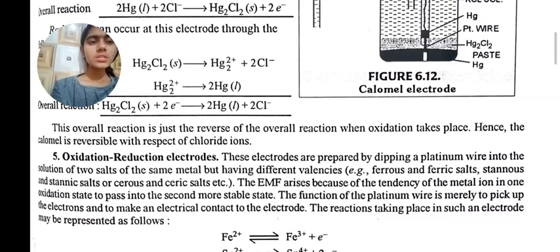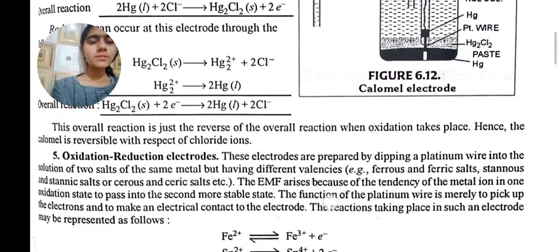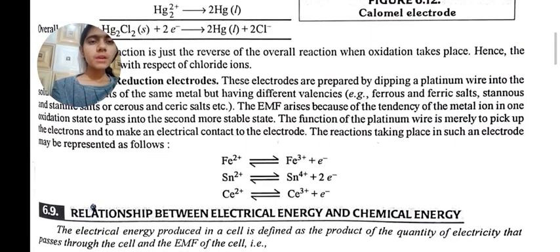The reactions taking place in such an electrode may be represented as follows. Fe²⁺ goes to Fe³⁺ plus electron. Sn²⁺ goes to Sn⁴⁺ plus 2 electrons. Ce³⁺ goes to Ce⁴⁺ plus 1 electron.